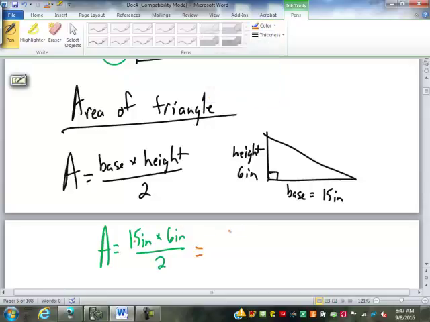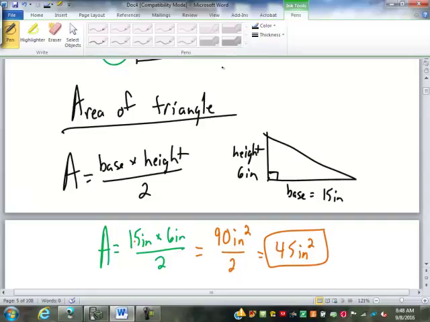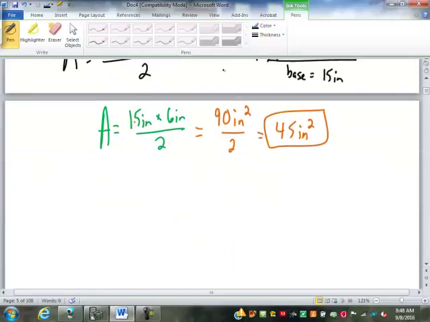15 times 6 is 90. Inches times inches is inches squared. Divided by 2. 90 divided by 2 is 45, and there is nothing dividing the inches squared, so it stays inches squared. So we just plug the numbers into the formula to get the result.